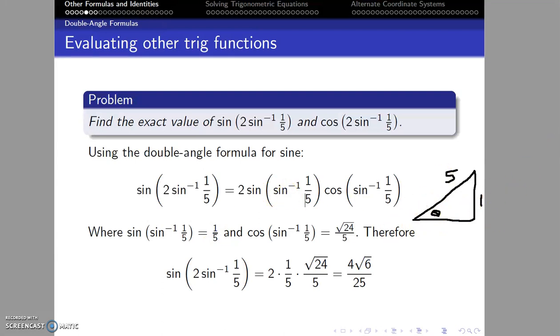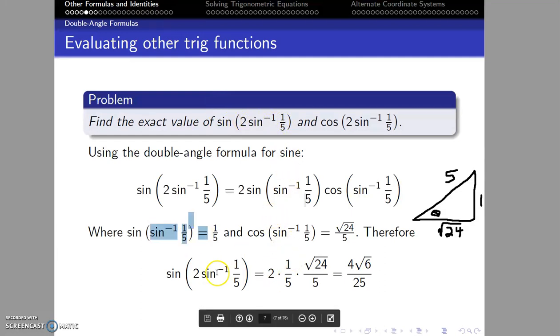So sine of the arcsine of 1/5 does produce 1/5, because whatever angle this is, the sine of that angle is 1/5. What we have left over is, by the Pythagorean theorem, 5 squared equals 1 squared plus this side squared. That's 25, that's 1. That leaves 24 inside a square root. So the cosine of arcsine of 1/5 is root 24 over 5. Combining all of that, sine of 2 arcsine of 1/5 is 2 times 1/5 times root 24 over 5. That altogether is 4 root 6 over 25, or 2 root 24 over 25.